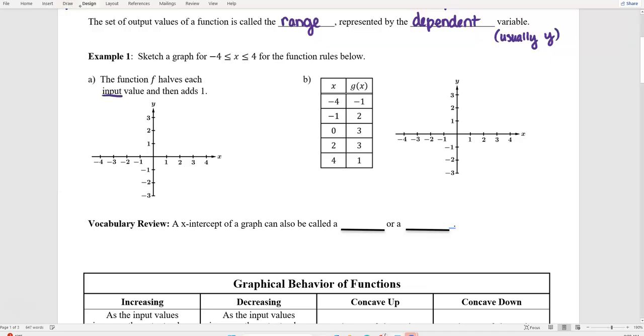Halves each input value. Input value is typically your x. Doesn't have to be. We could use a different letter if we wanted to. And then adds 1. So if I wanted to write a function rule for this, I could call it f of x equals, I'm having my x, so I could either write it this way, 1/2 times x, or I could do x divided by 2. Those would be equivalent to each other. And then adds 1.